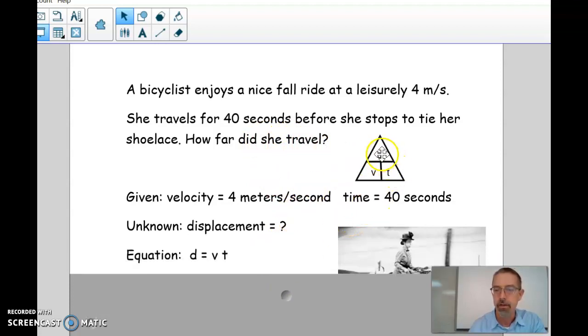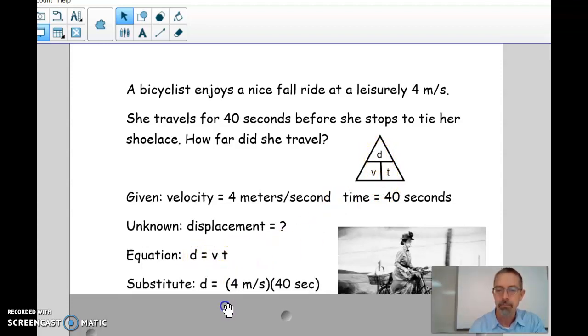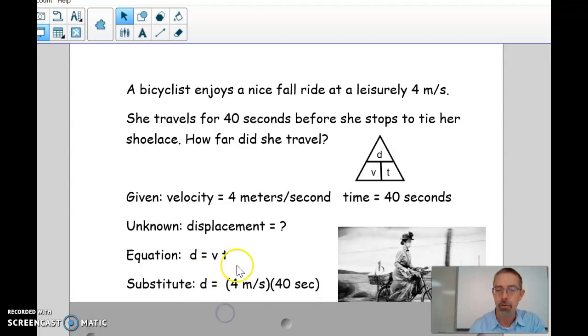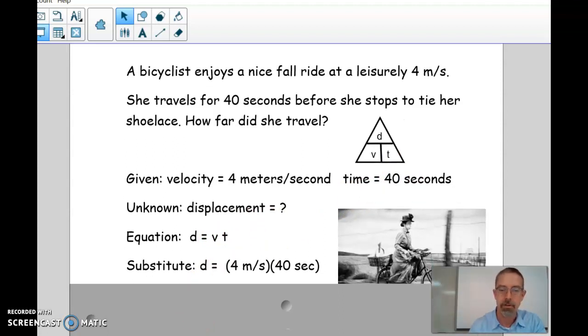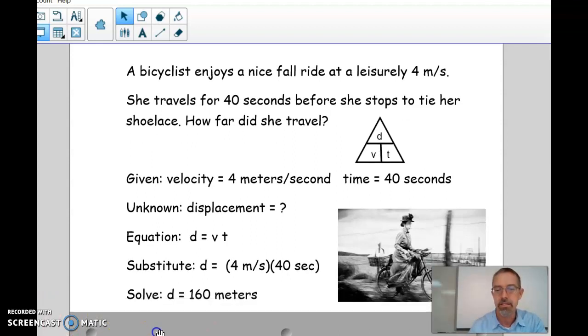So what equation do I need to solve this? Well, if I cover up the D, that means displacement is simply velocity times time. That's my equation. I now substitute what I know in. 4 meters per second becomes my V. 40 seconds becomes my T. Now I've got a simple problem that I can punch into my calculator. D equals 160 meters. This bicyclist traveled only 160 meters before she stopped to tie her shoe.